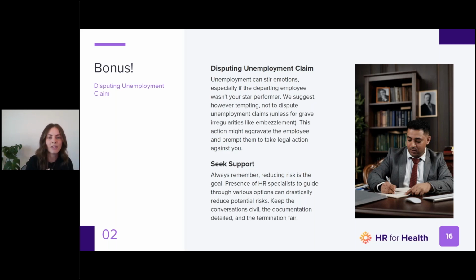Of course, if it's something egregious where they were embezzling from you, then of course you might have more of a reason to fight the claim. But in general, if it's just a performance issue, then we suggest just letting them have it. Of course, give the state all the information that they need, give them the facts, but we suggest not fighting it. So again, I know that goes against intuition and it's hard to do because it's an emotional thing, but we don't want to cause more problems with the terminated employee. We just want to let them go on their way.